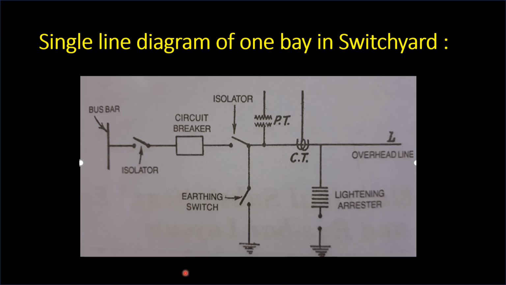For safe operation and maintenance, protection and control, it is necessary to take into consideration the location and need of different switchgear equipments. So as shown in this single line diagram, there is a bus bar, isolator, circuit breaker. Again isolator is shown. One more switch is there, that is earthing switch. Then there is a PT, that is potential transformer, current transformer. Then lightning arrestor is there. And ahead we are having overhead transmission line.